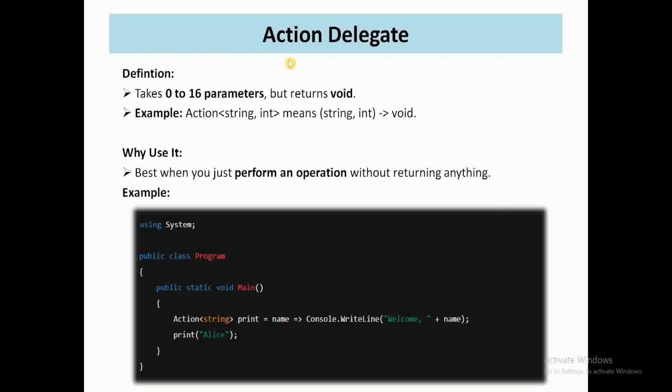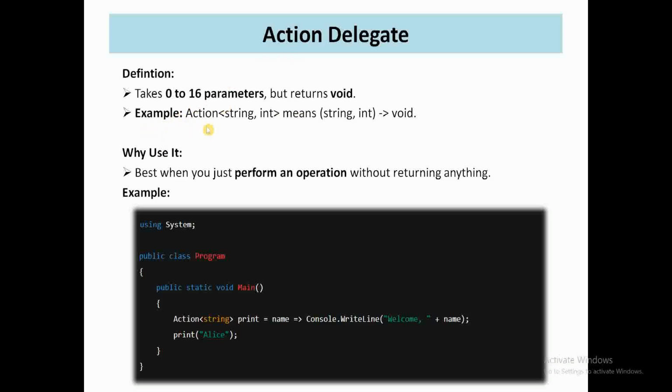Next one we have is the Action delegate. It takes 0 to 16 parameters but returns void. So it is totally opposite to that Func delegate. As we can get the return value in Func delegate, but in Action delegate we do not get any return type, meaning we do not get any value in return. It always returns void. But we can use the same parameters, 0 to 16, in Action delegate.